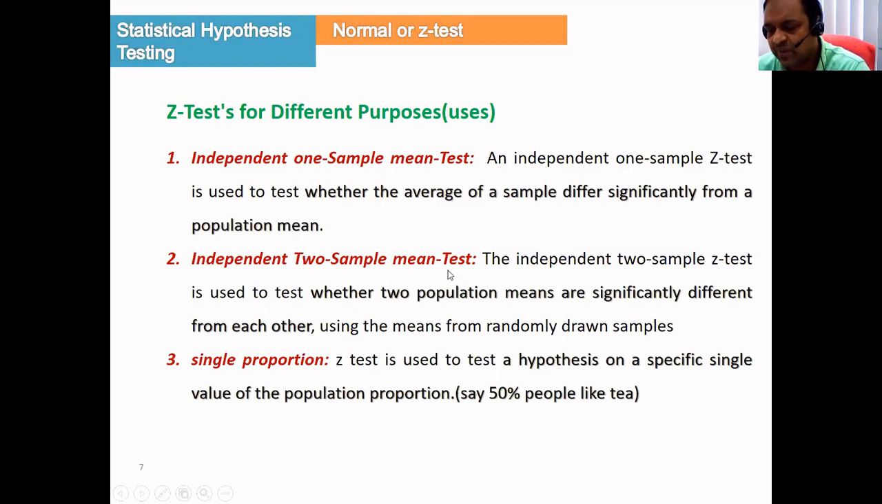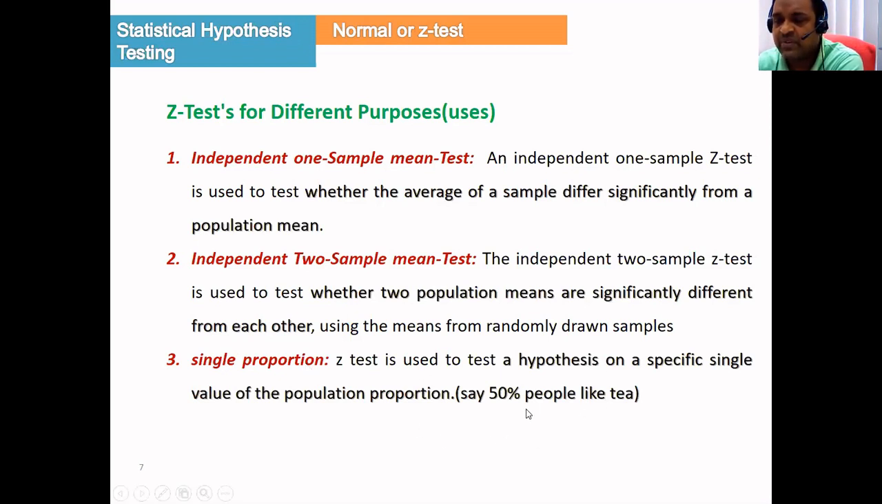Okay. And the second important one is the independent two sample mean test. If you have two samples from two populations, then we can find whether the two sample means are equal or not. So this is called the independent two sample mean test. The two samples will be independent. Similarly, like the one sample mean test, you can do the one sample proportion test or percentage test. So it is very important also.